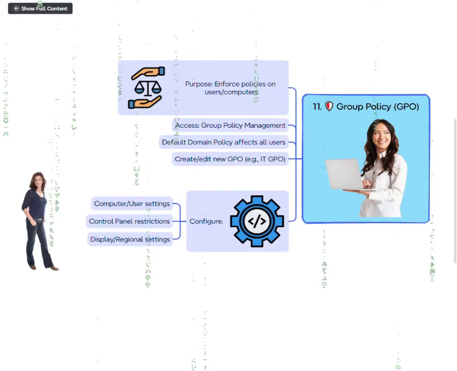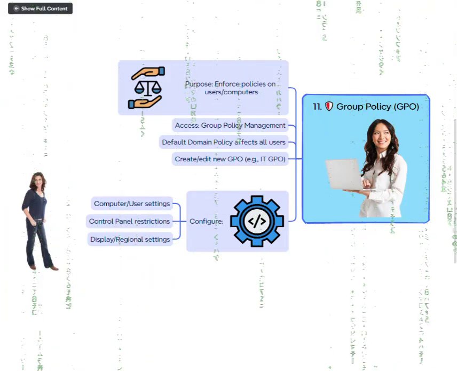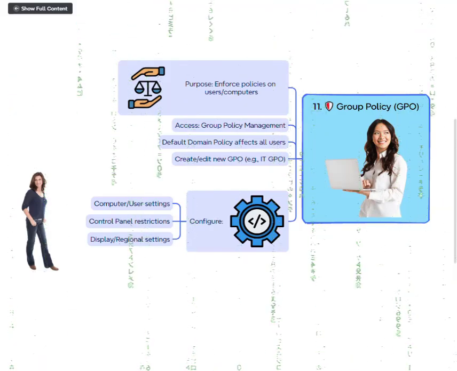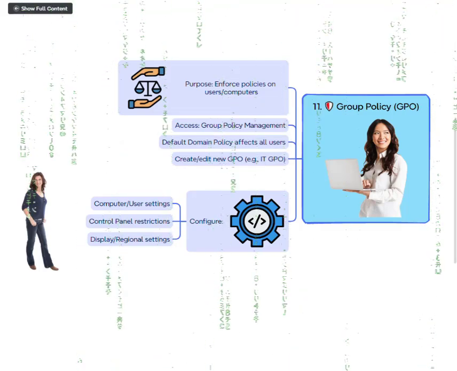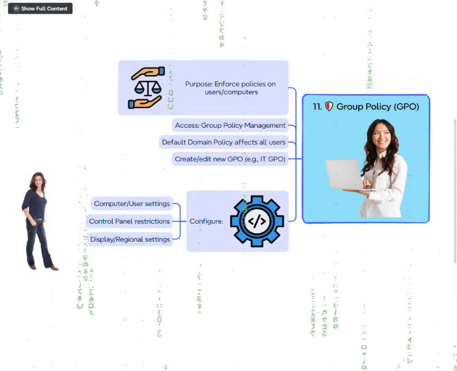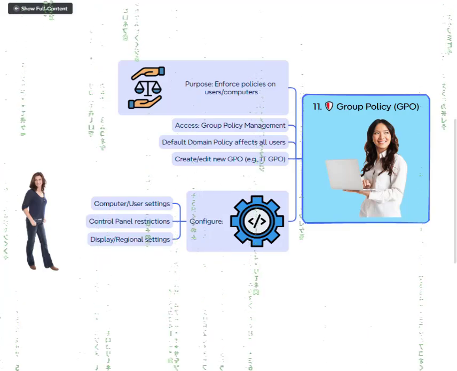11. Group Policy, GPO. Group Policy is where things get fun and powerful. It's how you set rules and behaviors for users and computers across your network. Things like disabling USB drives, hiding Control Panel items, or setting desktop wallpapers. You create policies and link them to OUs to apply them automatically.